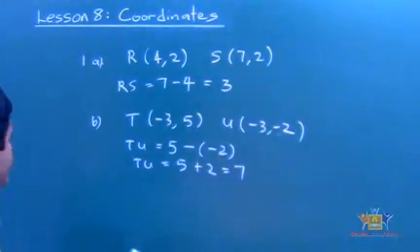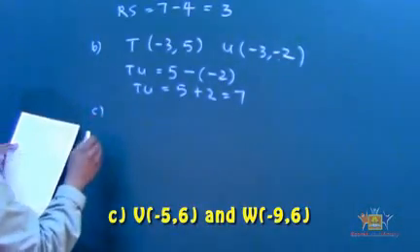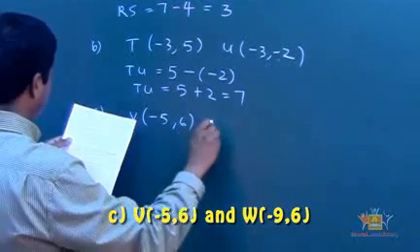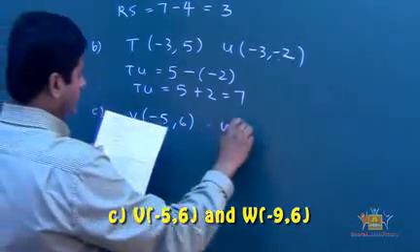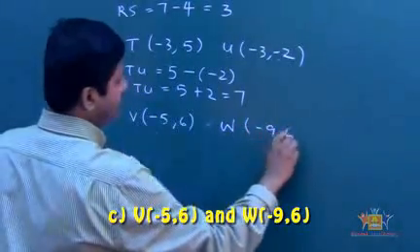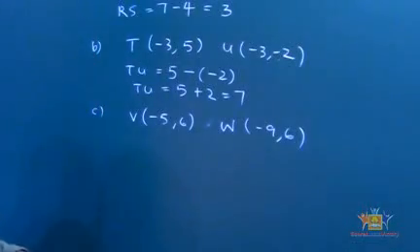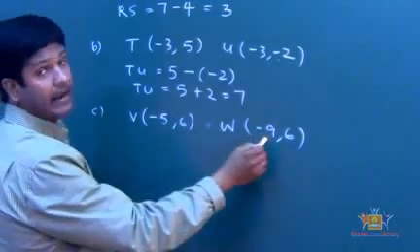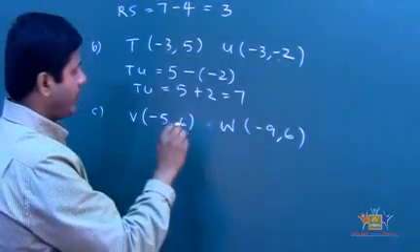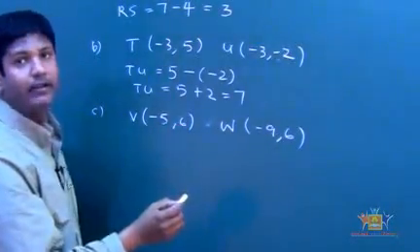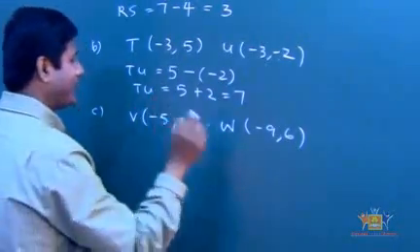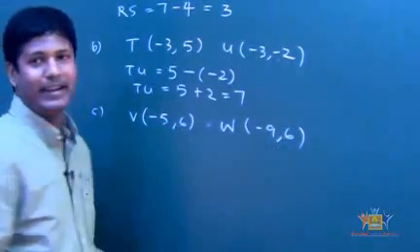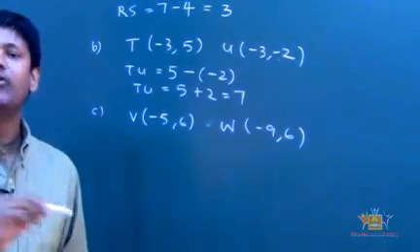Okay, let's do C. The points are given as V at negative 5, 6, and W at negative 9, 6. Let's compare the coordinates. First, the X coordinates: negative 5 and negative 9. They're different. How about 6 and 6 for the Y coordinates? They're identical. Now what kind of line is this going to be, vertical or horizontal, when the Y are identical? Exactly, it's going to be a horizontal line.